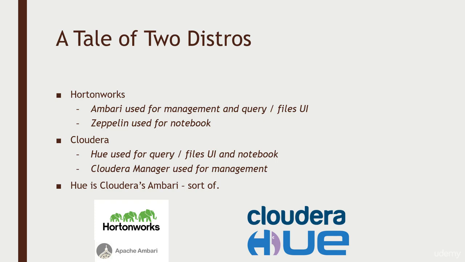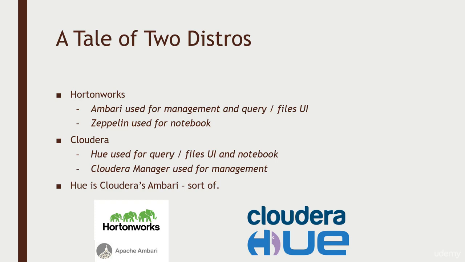Now it's not exactly the same thing as Ambari. So there's basically a combination of two things on Cloudera that takes the place of Ambari and Zeppelin on Hortonworks. With Cloudera, you have Hue, which is the user interface used for querying things and notebook interactions and also for browsing your HDFS file system. But for the cluster management piece of Ambari, that's actually taken care of by something called Cloudera Manager. So you can kind of think of Hue as the analog to Ambari on Cloudera, sort of. I mean, they're not exactly the same thing, but conceptually they serve the same purpose. It's sort of your primary user interface to the cluster as a whole.